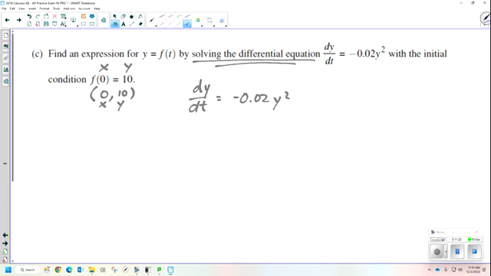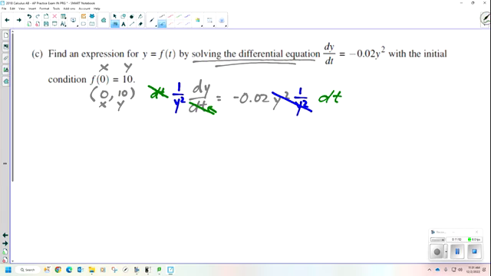The first thing I want to do is get this y squared from the right side to the left. So I'm going to multiply both sides by 1 over y squared. This goes away, leaving 1 over y squared. And I could do it in the same step. Now I want to get this dt over to the other side, so I'm going to multiply the left side by dt. These cancel. And I'm going to multiply the right side by dt.